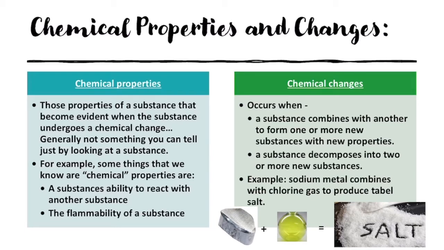Chemical changes occur when a substance combines with another substance to form one or more new substances with new chemical properties and physical properties.